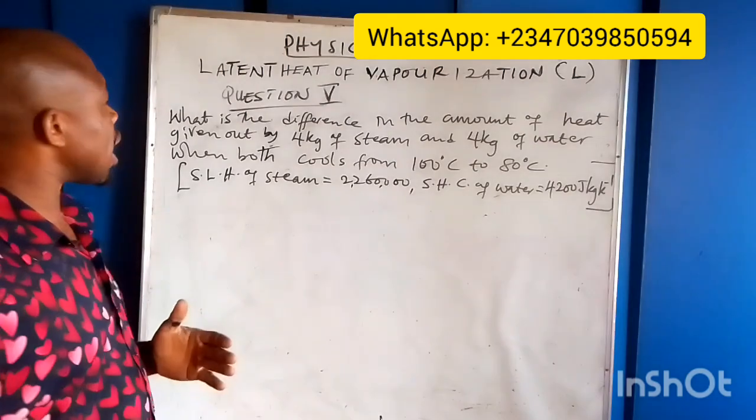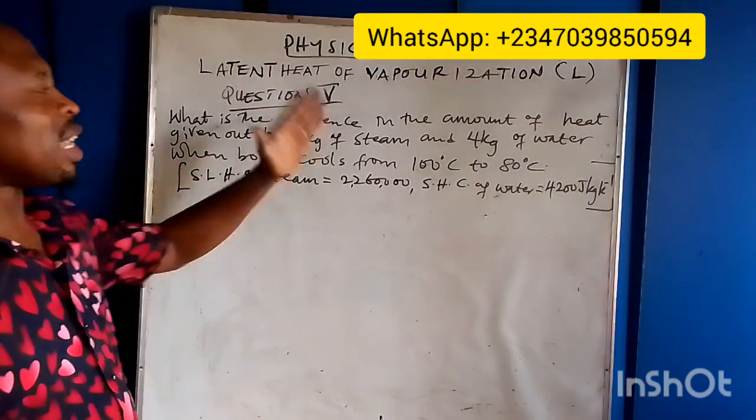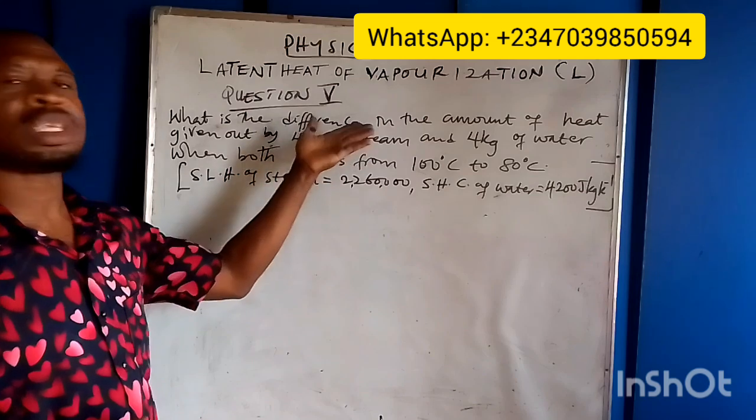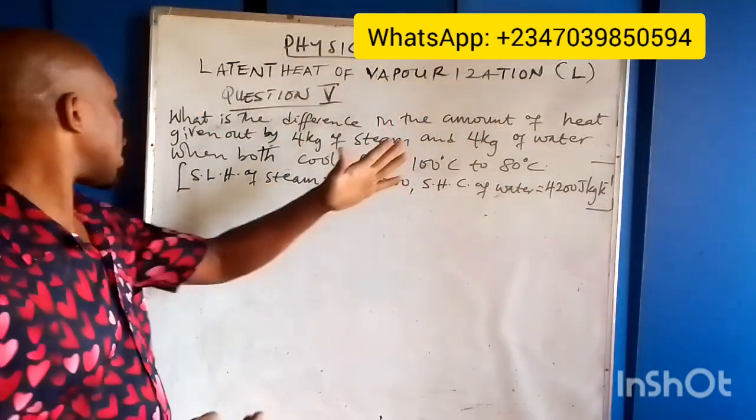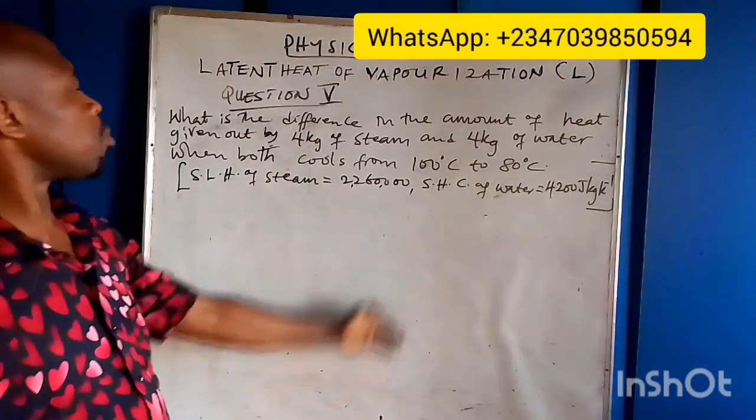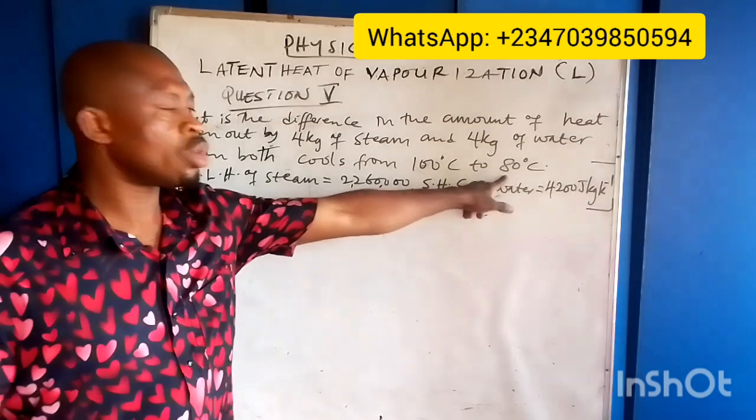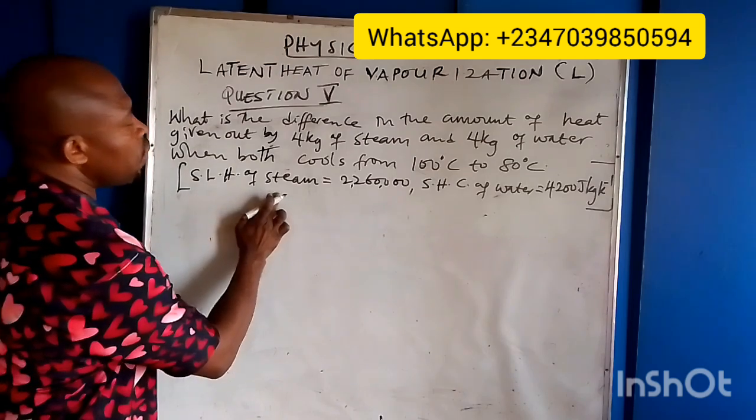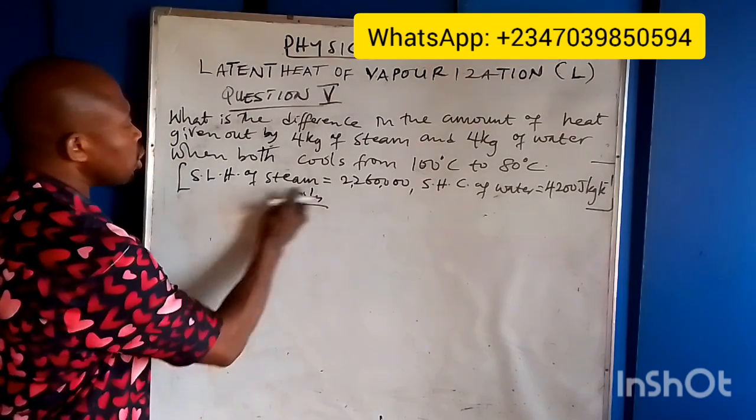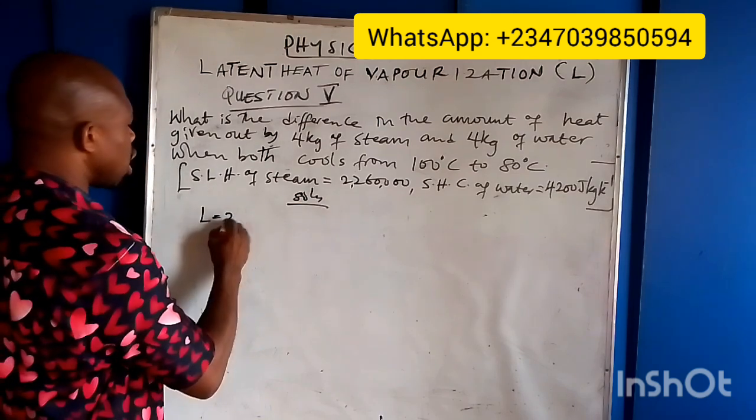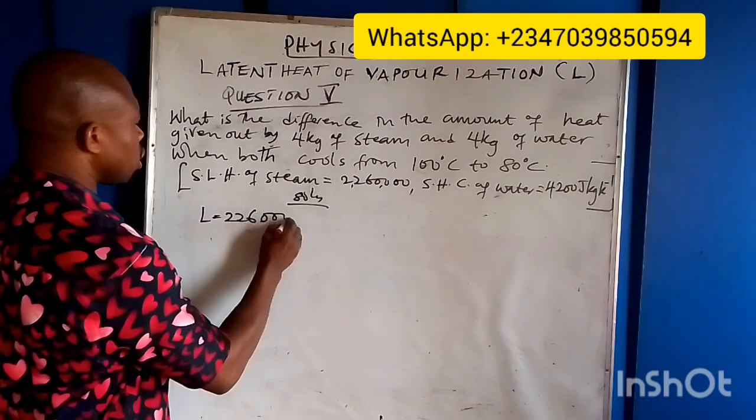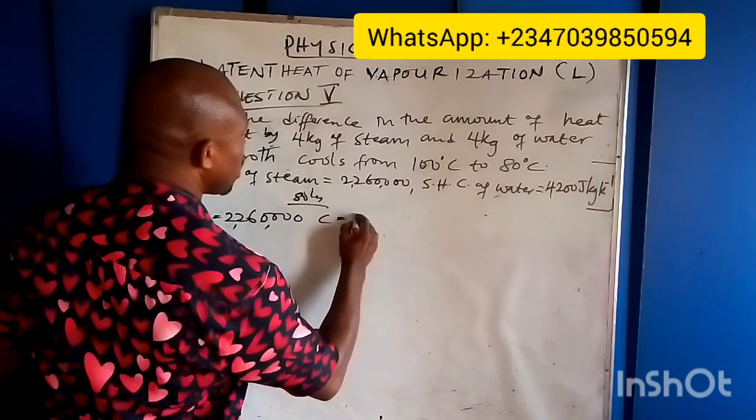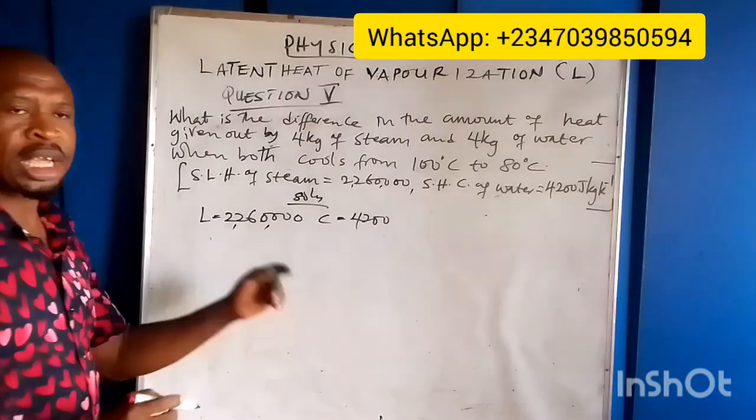Now we take the next question as well. Now take a look at this question. This question says, what is the difference in the amount of heat given out by 4 kg of steam and 4 kg of water when both cool from 100 degrees Celsius to 80 degrees Celsius? And here we are given that the specific latent heat of steam is 226000, while C, which is specific heat capacity, is given as 4,200 joules per kg per Kelvin.